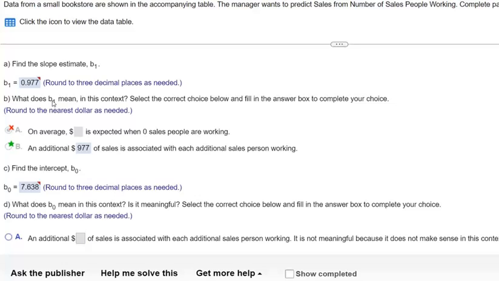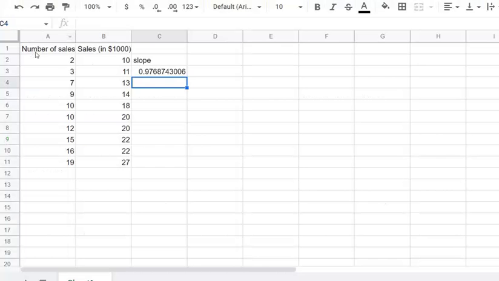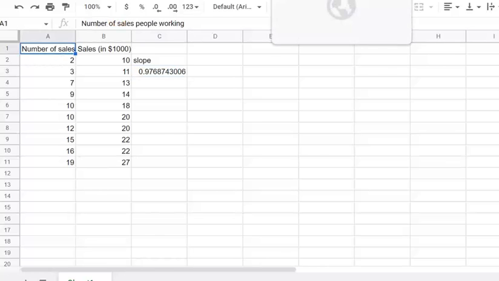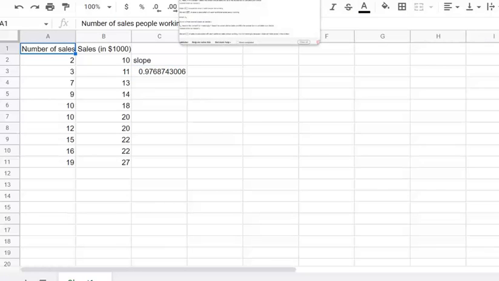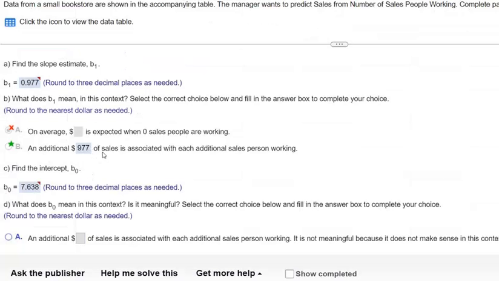And what does the slope mean? The slope tells you how much the y variable is changing for one increase in the x variable. So remember, the x variable is number of sales, the y variable is the thousands of dollars in sales. So this tells us that we go up by $977 when you round to the third decimal place. $977 increase in sales for every one increase in sale to a customer that we make. So you sell to another customer, we expect the total sales to go up $977. So that's what that means.